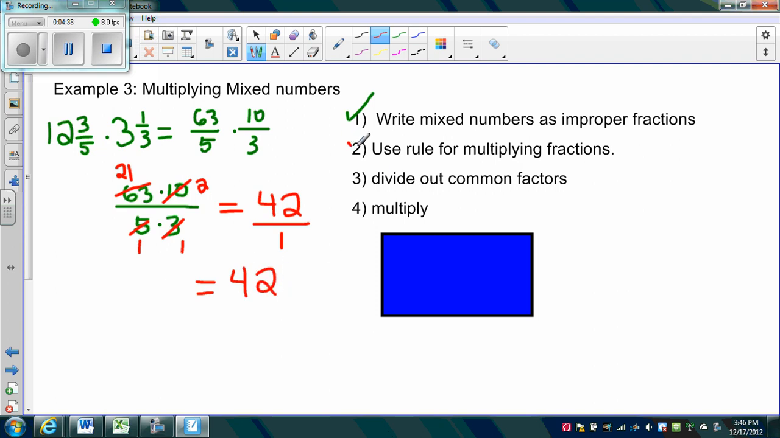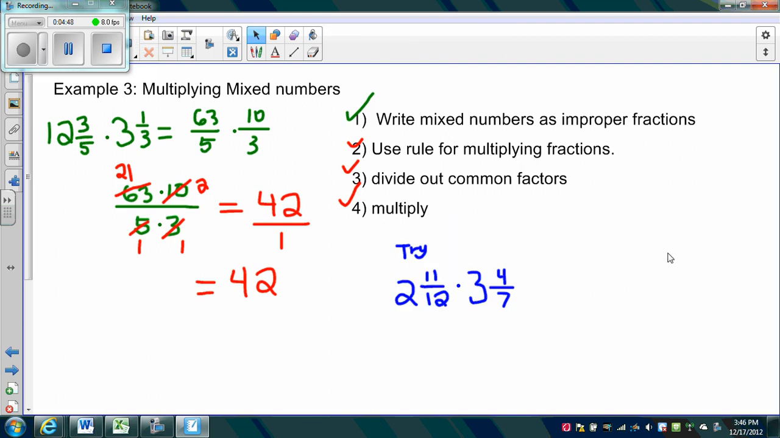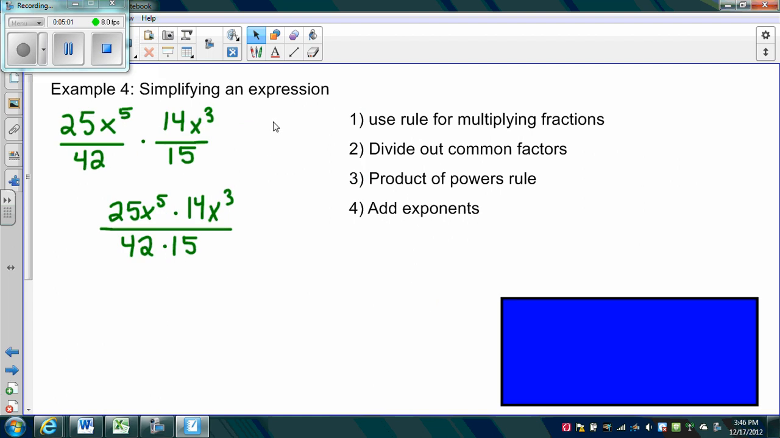The key thing here is to always make sure you make these into improper fractions before beginning. So go ahead and try this one on your own and bring it with you to class tomorrow. Sorry, I probably went too fast, so take a second. Then we have example 4.